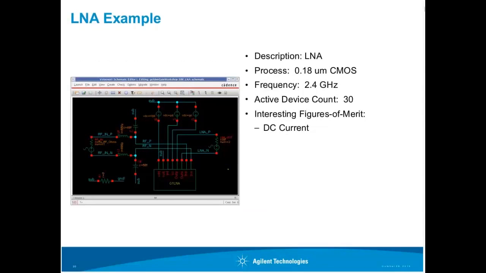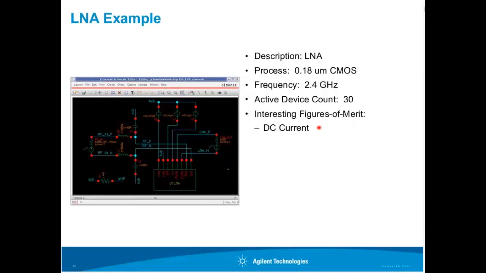So the LNA is a fairly small circuit. There's only 30 active devices, 0.18 micron CMOS, operating at 2.4 gigahertz. And we're just going to look at DC current. So we're going to look at a simple figure of merit. This could be anything, though.